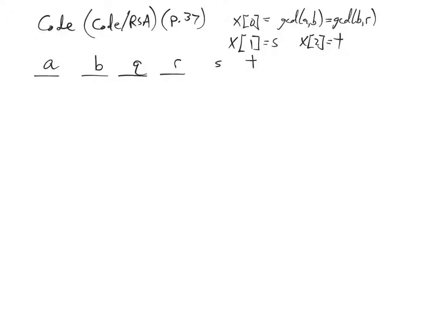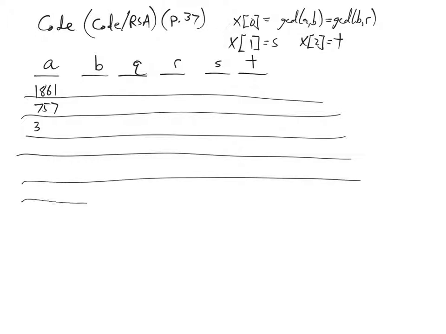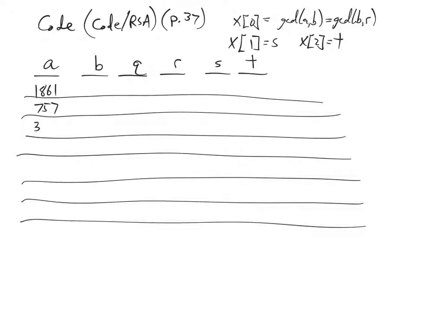Oh no, I guess I'm doing the same example. Excellent. So that means we can just copy down all the previous stuff. So I'll do that: 1861, 757, 340. I need to make lines, and I'm just doing it the easy way with this software. 347, 63, 32, 31, 1.